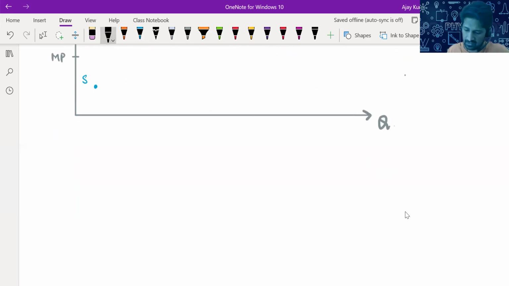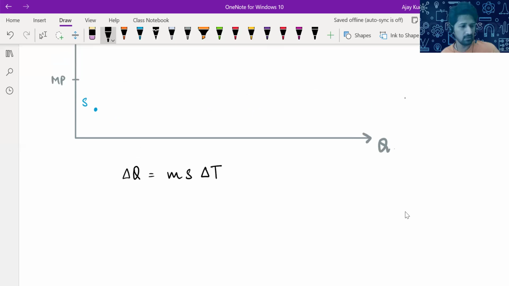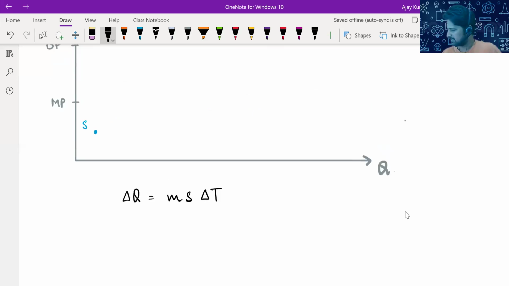And how are heat and temperature related? Heat supplied delta Q, when no change of state is happening, when change in temperature is happening, is ms delta T. Heat supplied is proportional to change in temperature. When heat supplied is proportional to change in temperature, it means the graph will be a straight line. Generally, when change in y is proportional to change in x, the yx graph will be a straight line. So linearly, its temperature will increase till it reaches the melting point temperature. Now melting point is around this level. So in solid state itself, its temperature rises as you supply heat.